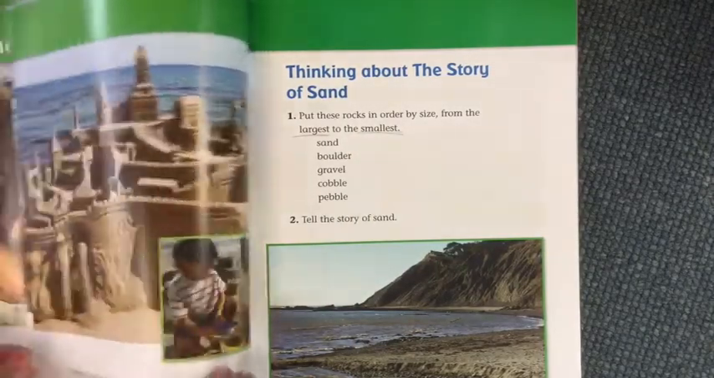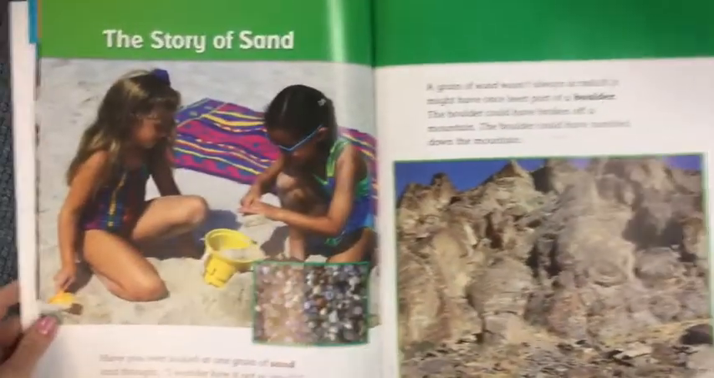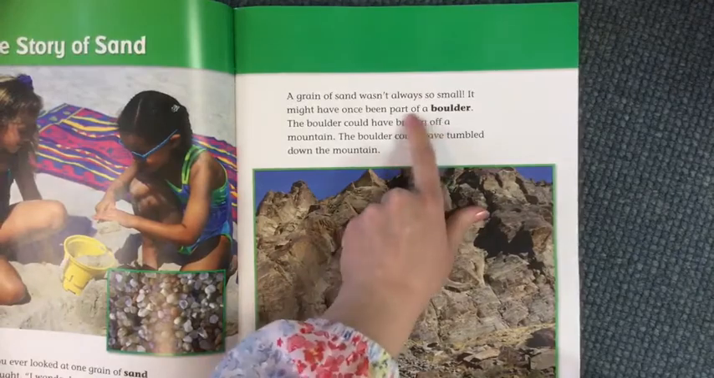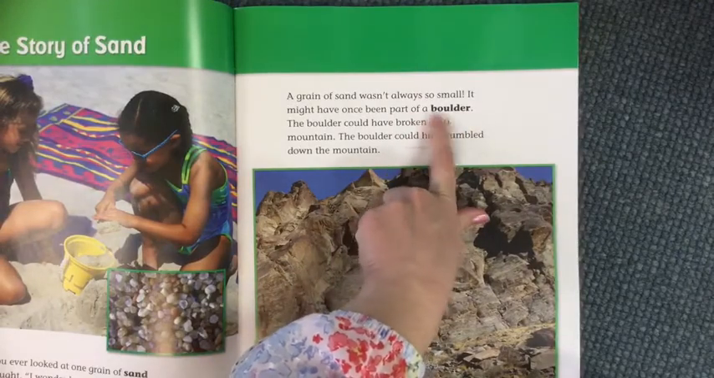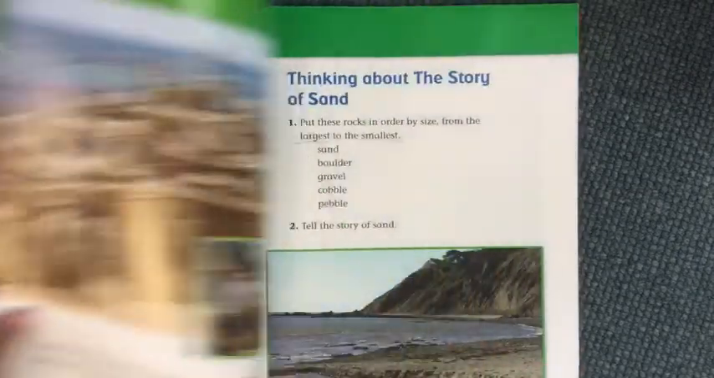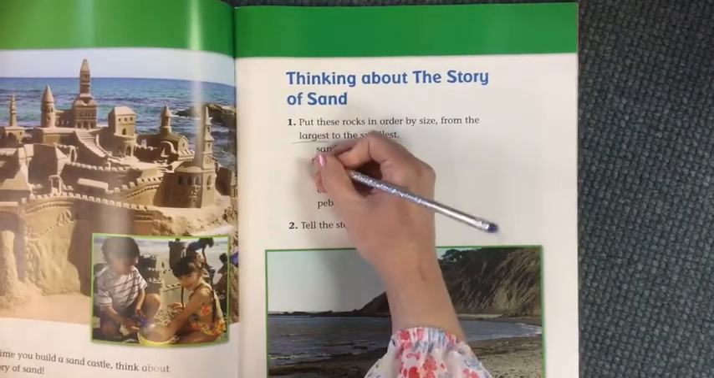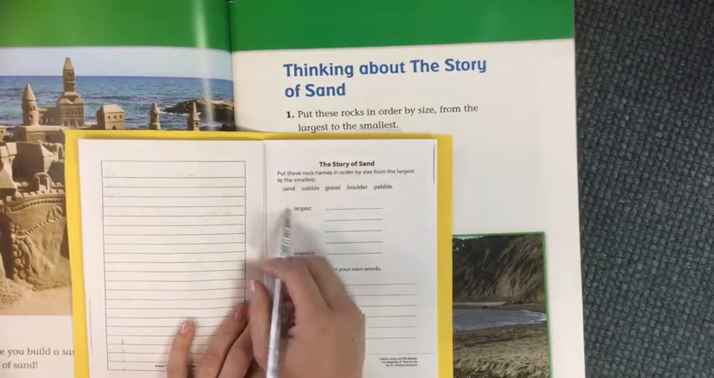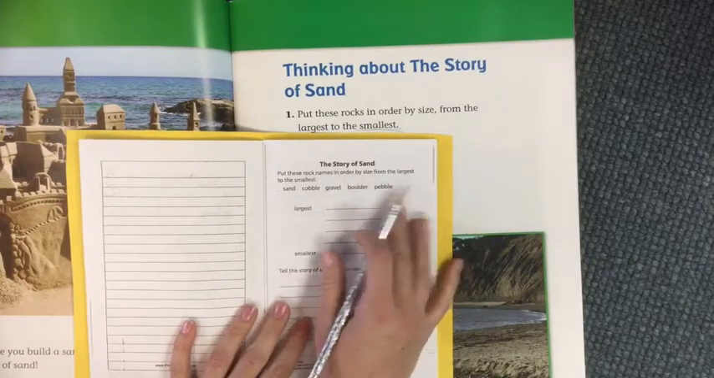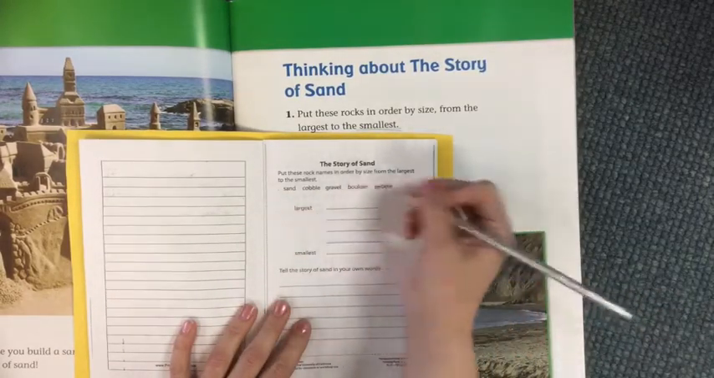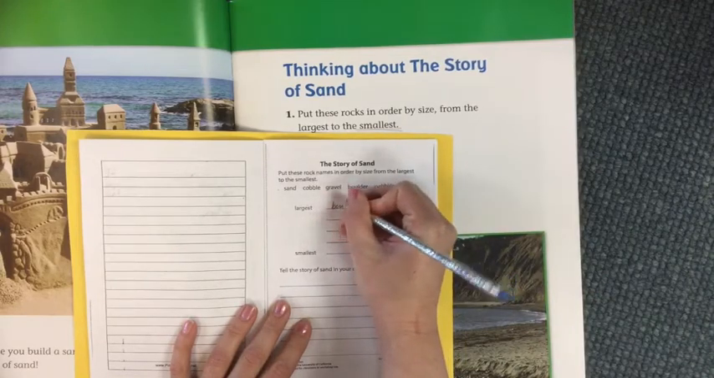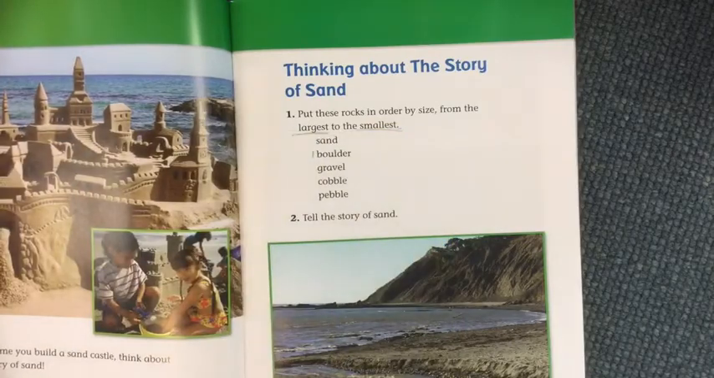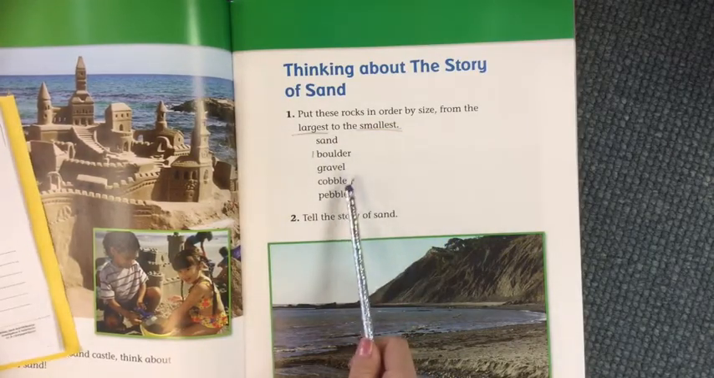Let's go back to the beginning of the story of sand. Right here, it's in bold. A boulder is the biggest one. So the boulder is number 1. I'm going to grab my notebook because this one has the same thing. Put the rocks in order from the largest to the smallest. Boulder. What's next? Sand, gravel, cobble, or pebble?